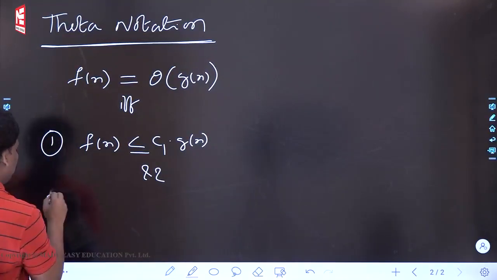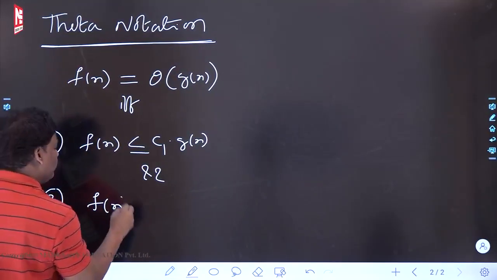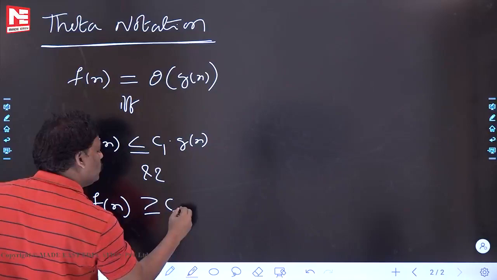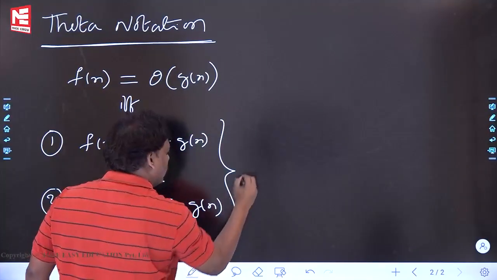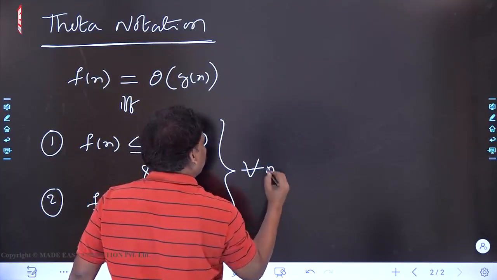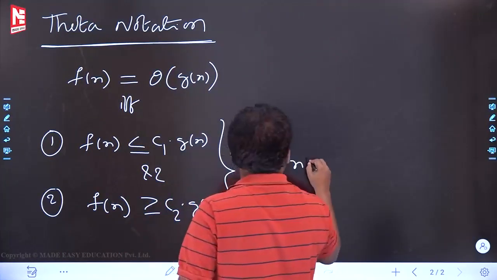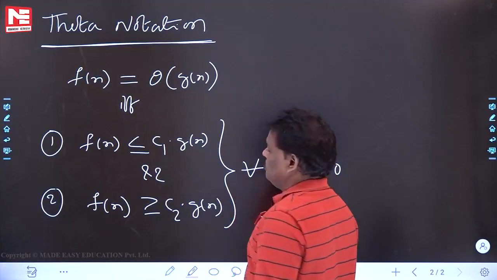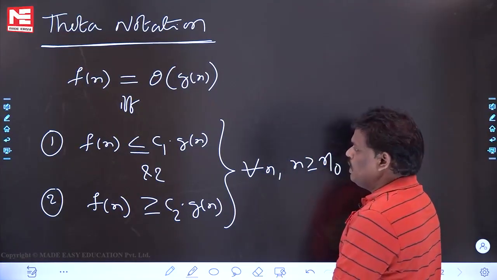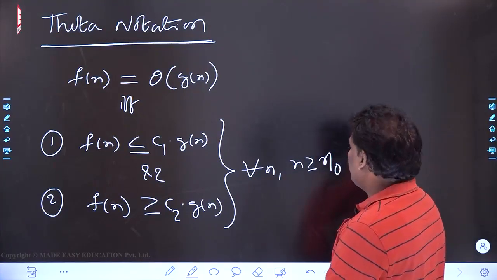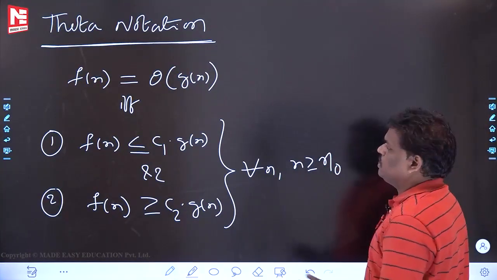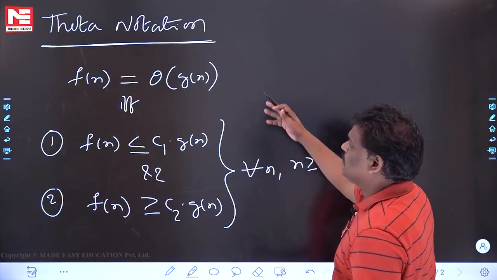The second one: f of n is greater than or equal to some c2 into g of n, for all n where n is greater than or equal to n0. So f of n is less than or equal to some c1 into g of n and f of n is greater than or equal to some c2 into g of n for all n where n is greater than or equal to n0. Right? So this is the theta notation.